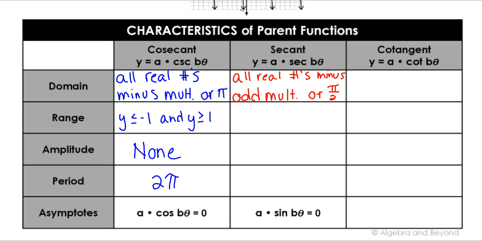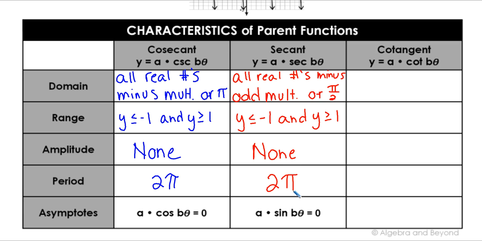The range on this one is going to be the same as cosecant was. It's everything outside of -1 to +1, so all the y values less than -1 and all the y values greater than or equal to 1. It also does not have an amplitude because it's going up and down towards infinity and negative infinity. Its period is still 2 pi though.